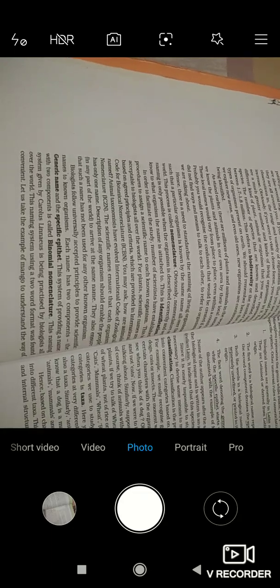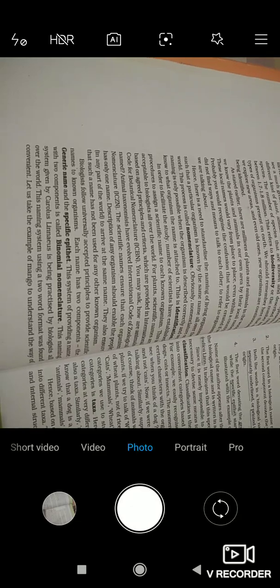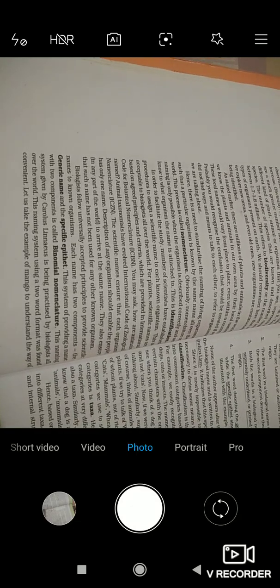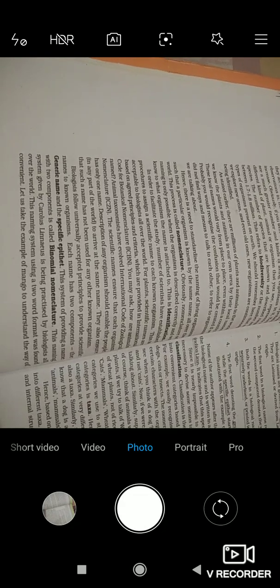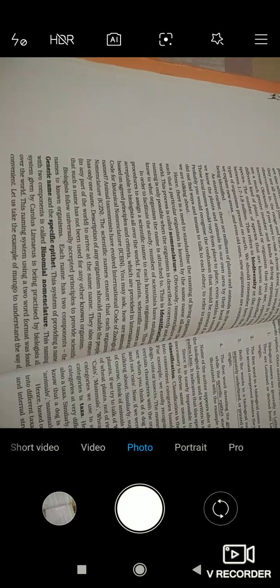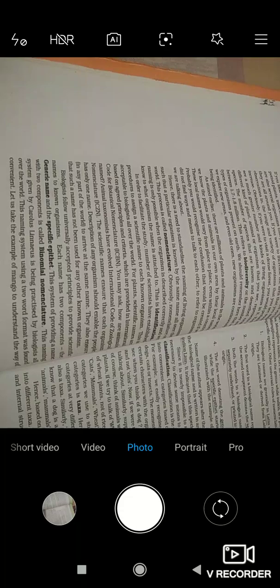Okay, so let's see what it is telling in the next statement. This system of providing a name with two components is called binomial nomenclature. So what happened, guys? Naming these organisms with a particular process with two components is known as binomial nomenclature.